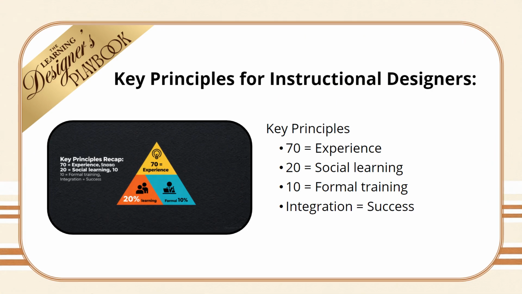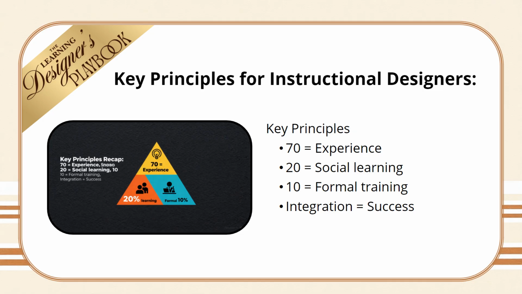Before closing, let's recap the key principles from this lesson. The 70-20-10 model emphasizes balance across three types of learning. 70% comes from real-world experience on the job. 20% comes from social interaction, such as coaching and collaboration. 10% comes from formal learning like courses and certifications. Each element plays a unique role.